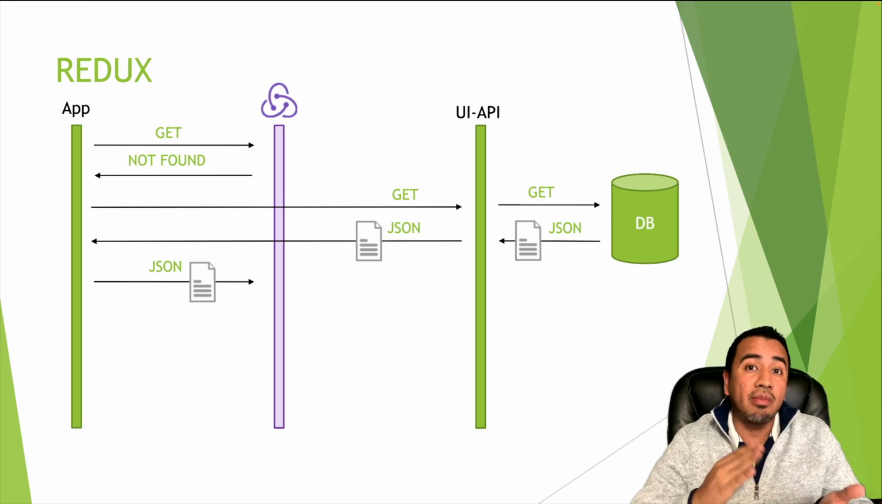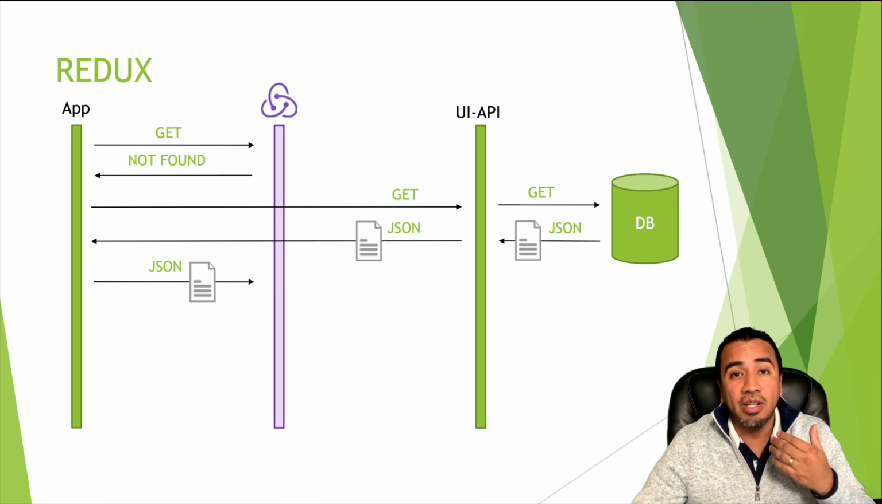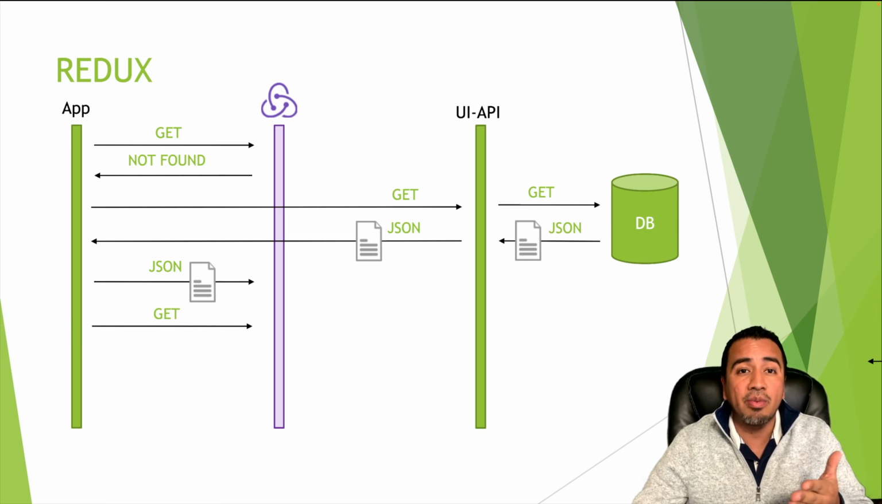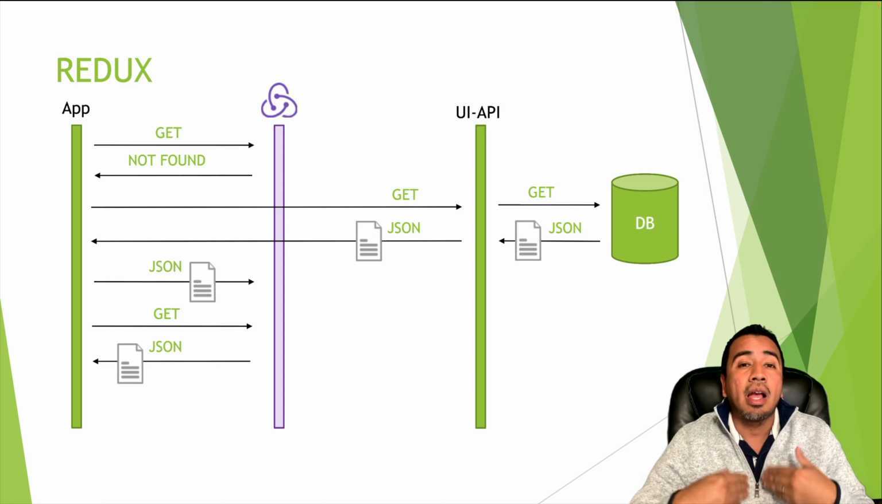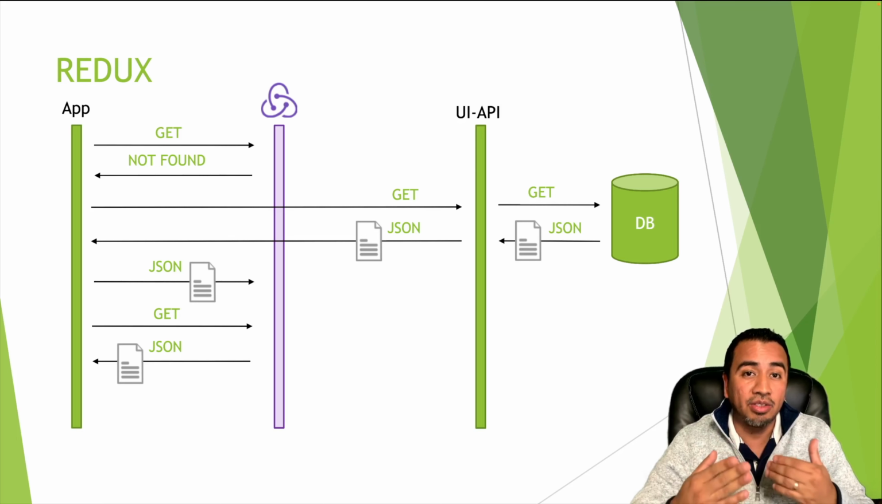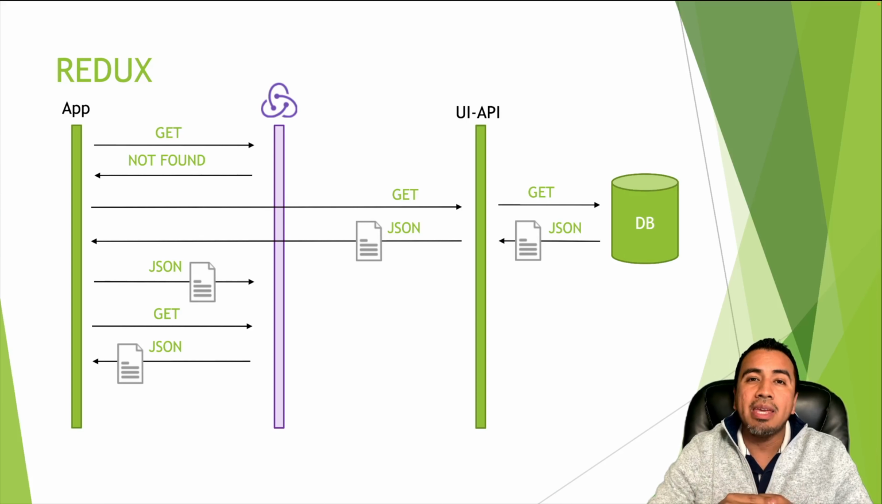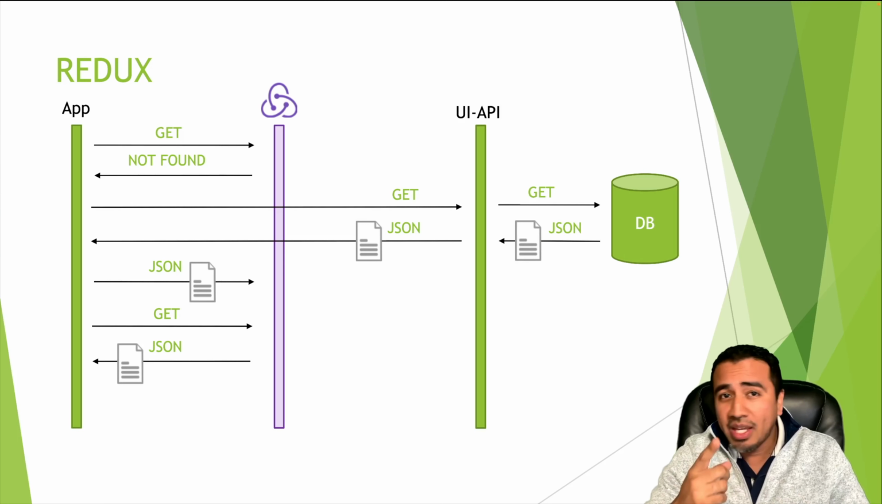Now, let's say we're coming back to our landing page, and we ask Redux, hey Redux, do you have this page structure? And Redux says, yeah, I have it with me. There you go. Then we use that JSON structure to, again, inject our generic components and build our landing page screen.